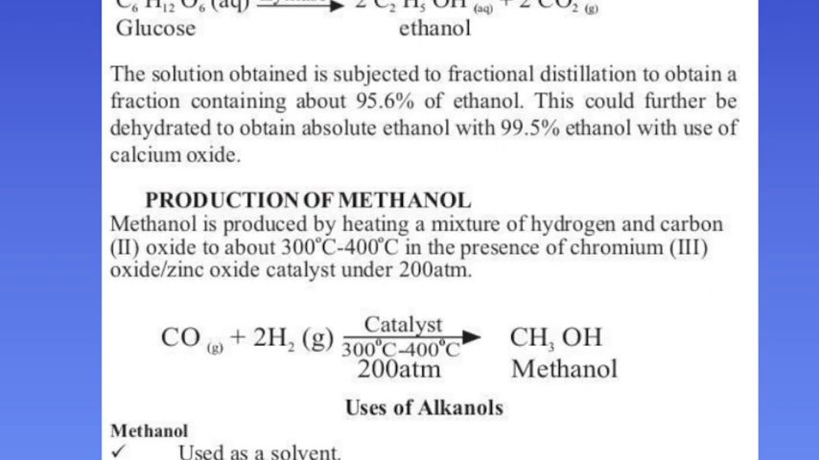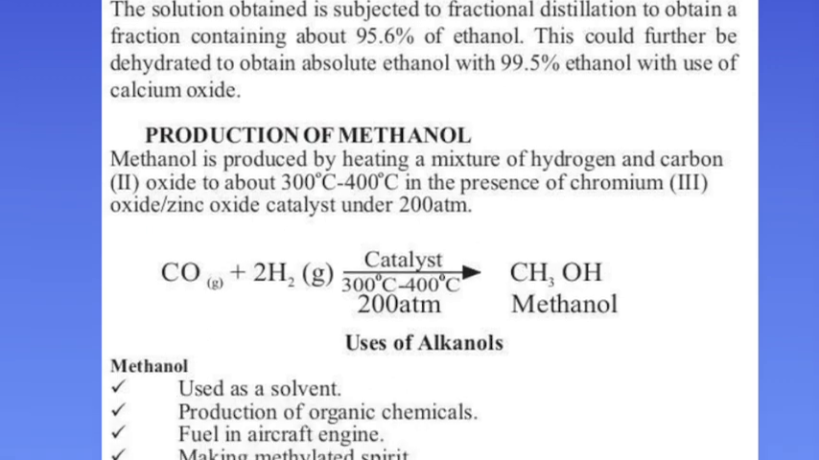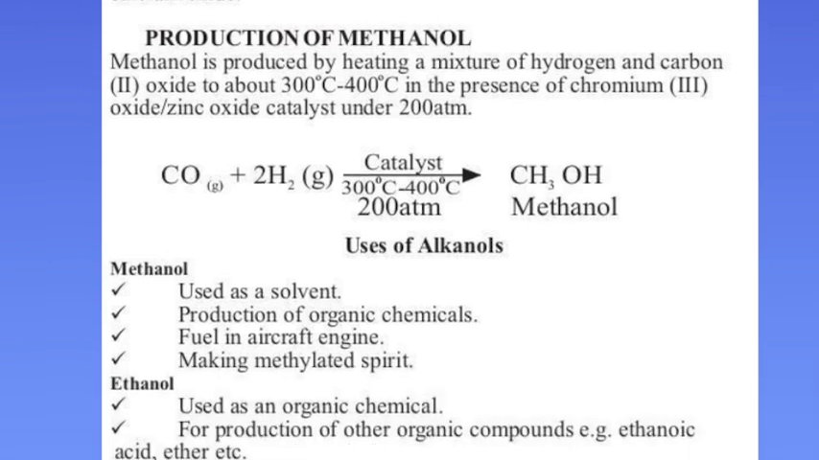The next thing we are going to consider is how do we produce methanol? Methanol is produced by heating a mixture of hydrogen and carbon(II) oxide at about 300 degrees Celsius to 400 degrees Celsius in the presence of chromium(III) oxide and zinc oxide as catalyst under 200 atm. So if I combine carbon(II) oxide and hydrogen directly, I'm going to get methanol.